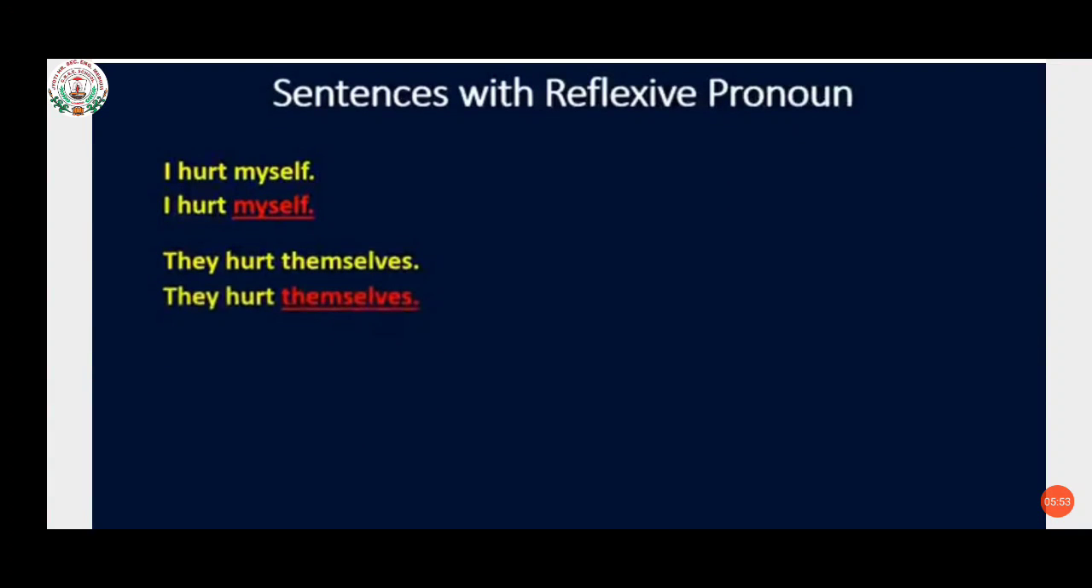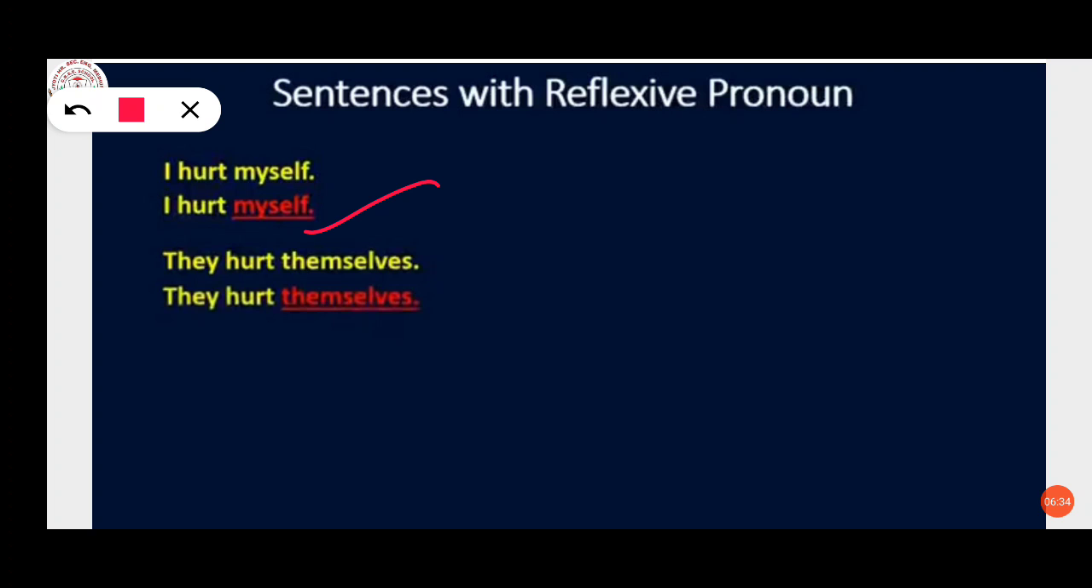So here two sentences are given. Like first one, I hurt myself. Myself here is what? Myself here is a reflexive pronoun. The words myself, yourself, himself, herself, itself, yourselves and ourselves, all these words are called reflexive pronouns, and sometimes they are also used as emphasizing pronouns. We will learn about this later.